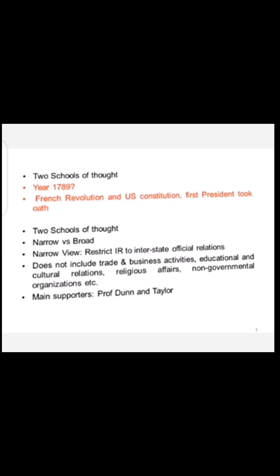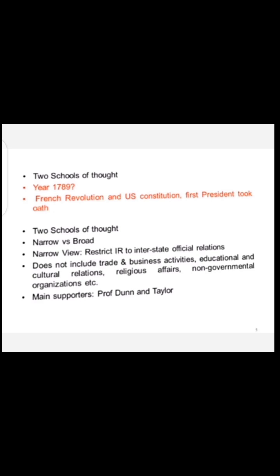So the narrow view suggests that IR is only related to the relationship between two states, or the official relationship between the states. It does not include trade, business activities, educational and cultural relations, religious affairs, and non-governmental organizations.